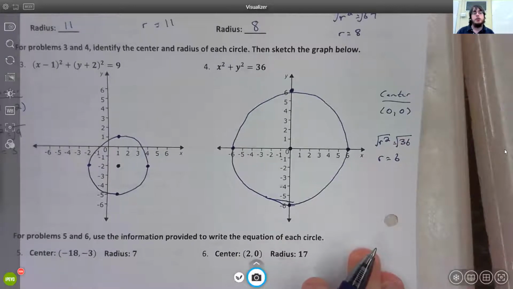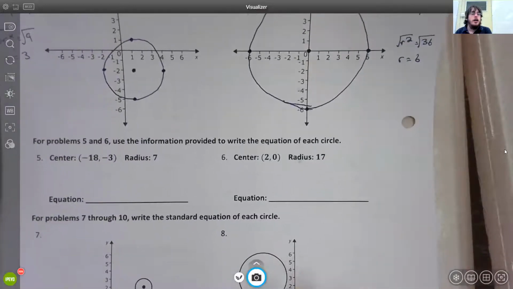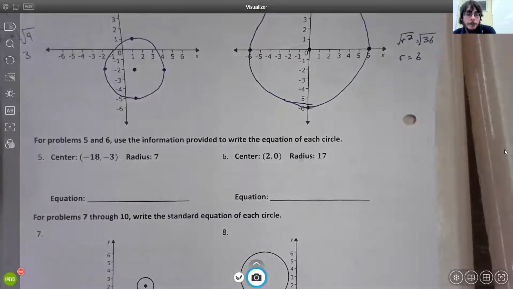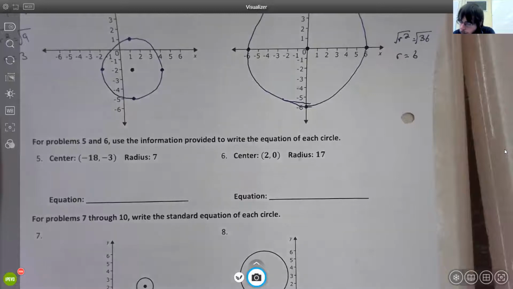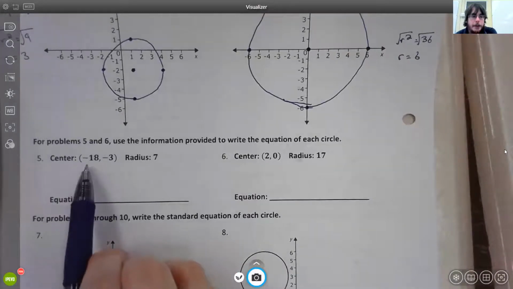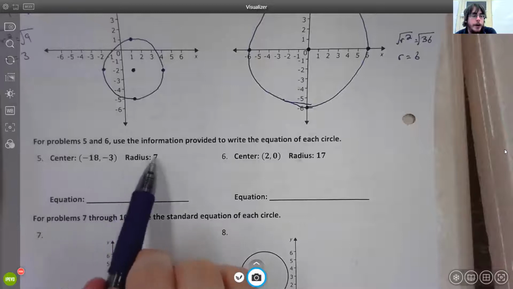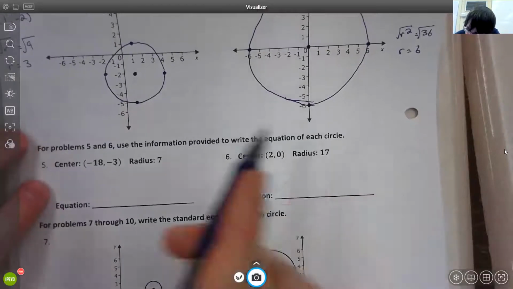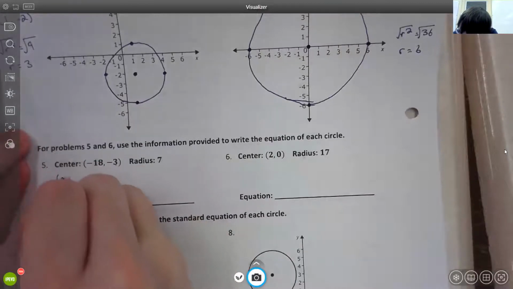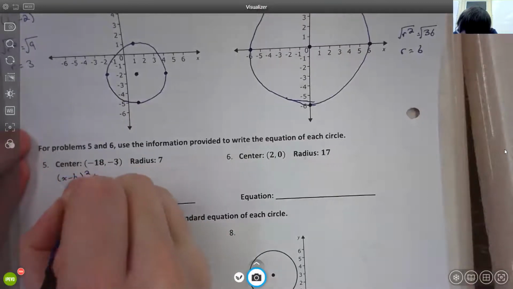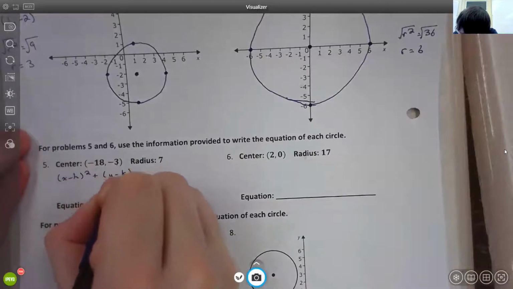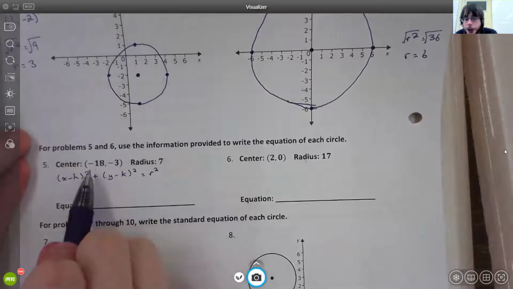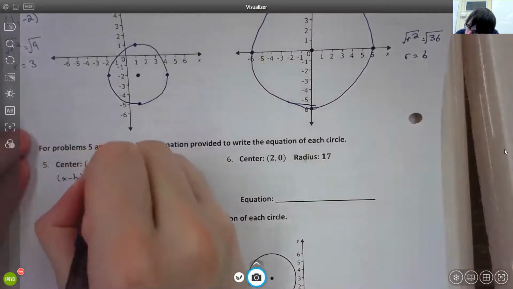All right, let's look at numbers 5 and 6. Numbers 5 and 6 say use the information provided to write the equation of each circle. So the center is -18, -3, and the radius is 7. So remember, your equation of a circle will always be (x - h)² + (y - k)² = r². Now, your center is always defined as (h, k).